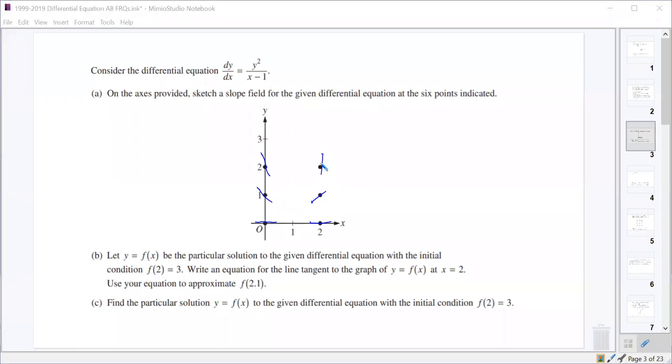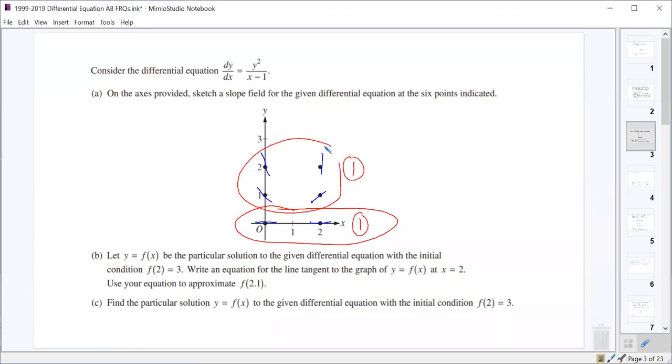And for how easy it was, you would be surprised that that was worth 2 points. 1 for these two, and 1 for these 4. And very, very often, the breakdown for the slope field questions is: if you get all of the slopes that are supposed to be 0, that's worth 1 point. And then all the rest of them are worth a second point. Any questions on that? All right.